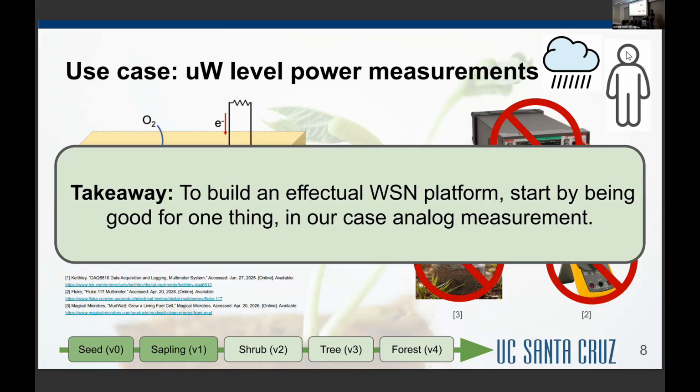So the takeaway from Seed and Sapling is, in order to build a WSN platform, we needed to start by being good at one thing. In that case, that was analog measurement. That way we had a community already formed around the platform that could grow over time.